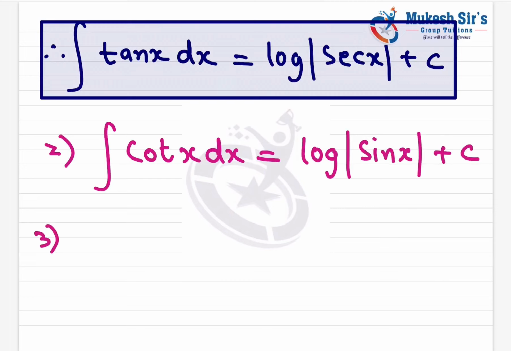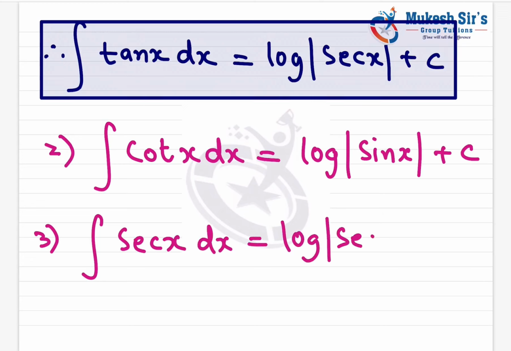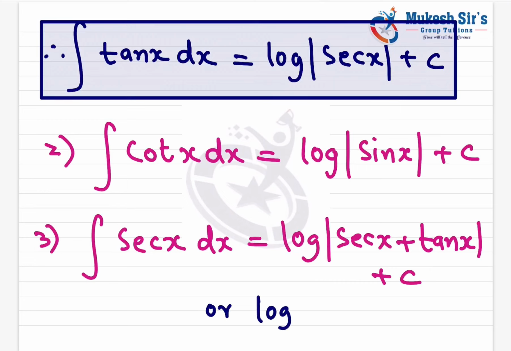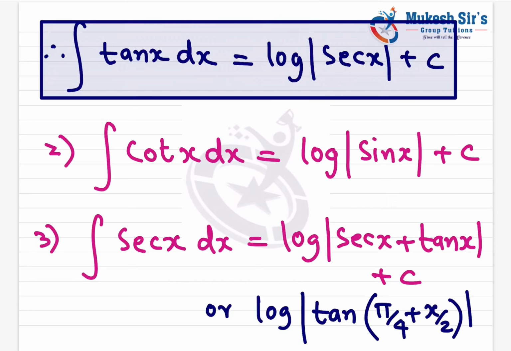The third formula is integration of sec x dx. Sec x ka integration is log of mod of sec x plus tan x plus c. There is one more formula which is very important for the entrance. The same formula can be written as log of mod of tan bracket pi by 4 plus x by 2 plus c. We can prove this.